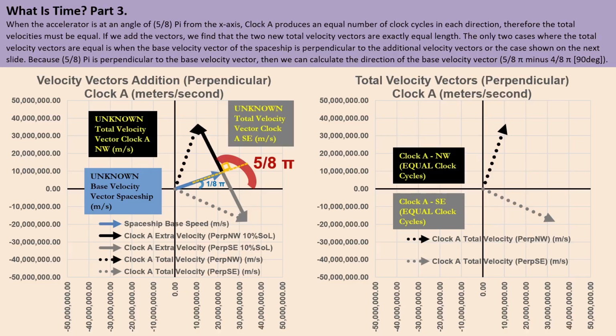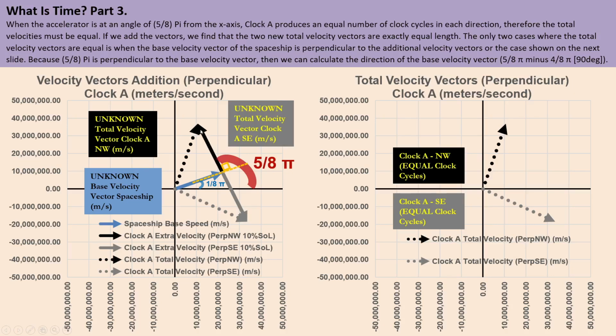Because 5/8 pi is perpendicular to the base velocity vector, we can calculate the direction of the base velocity vector of the spaceship. Okay, so finally we can calculate the direction of the base velocity vector of the spaceship, which is the first part of the tests that we're trying to accomplish. We know these new velocity vectors are perpendicular to the velocity vector of the spaceship because when we're performing our tests, clock A is producing an equal number of cycles in either direction.